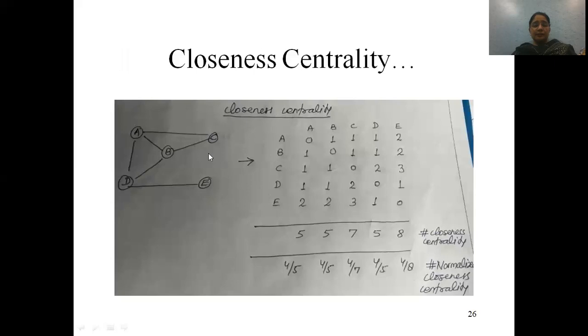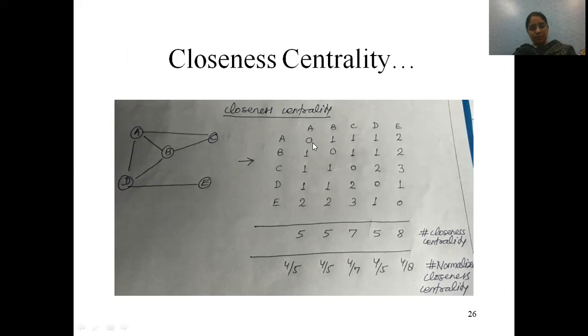So this is the example of how we compute the closeness centrality. This is a network containing 5 nodes. First we will make the adjacency matrix. As I told you in the previous slide, the graph can be represented by the adjacency matrix. So in this case, we need to make the adjacency matrix. On both sides we write the names of the nodes, and then the self loop will be 0, because there is no self loop in this case.